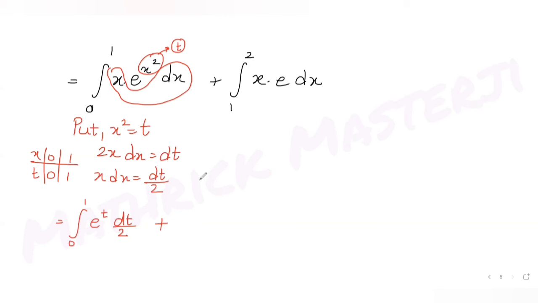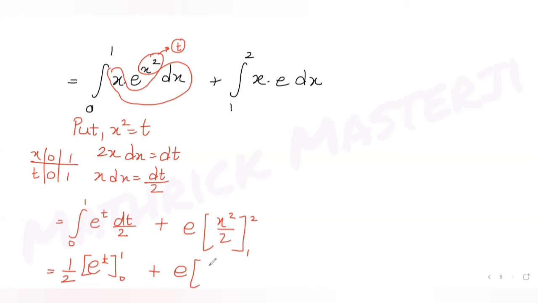Plus, here if I see e and the integral of x, I know directly it is x square over 2. So let's just keep it as it is. The limits are from 1 to 2. Here also, if I apply the integral, half is out. The integral of e raised to t is e raised to t as it is. Limits from 0 to 1. Plus here I get e times x square over 2, which is 2 square over 2, which is 4 over 2, minus 1 over 2.